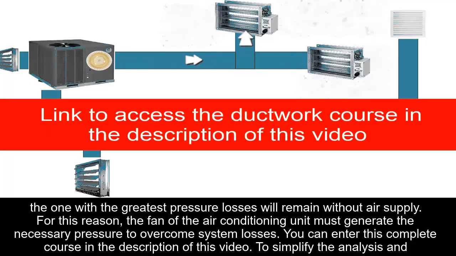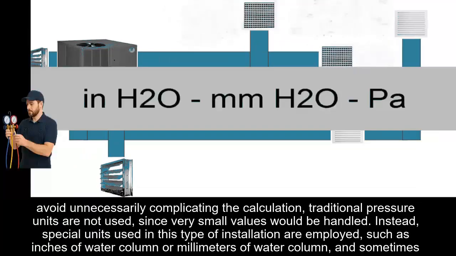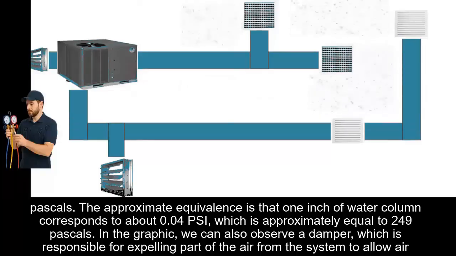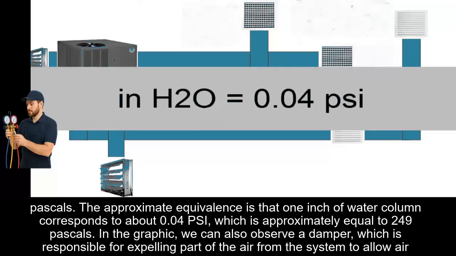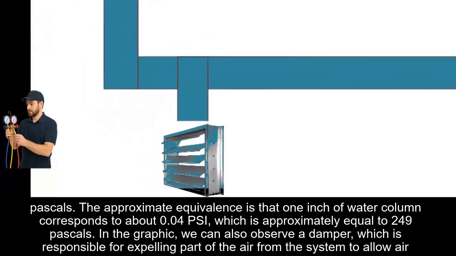To simplify the analysis and avoid unnecessarily complicating the calculation, traditional pressure units are not used since very small values would be handled. Instead, special units used in this type of installation are used, such as inches of water column or millimeters of water column, and sometimes pascals. The approximate equivalence is that 1 inch of water column corresponds to about 0.04 psi, which is approximately equal to 249 pascals.